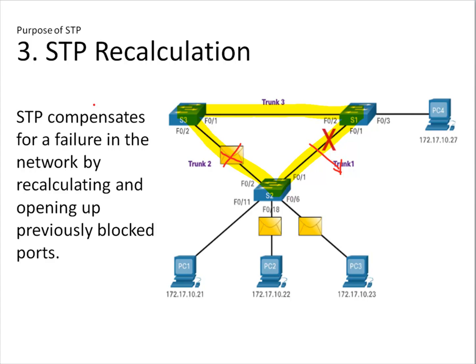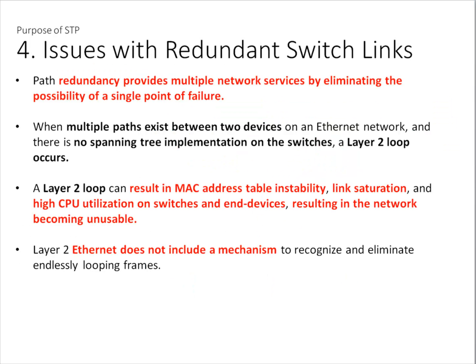In that case, automatically there will be a recalculation. The STP protocol is going to do the recalculation, and it is going to open this particular path. This is called the recalculation concept. Suppose there is any issue in the network, based on that your STP protocol is going to do the recalculation and open the blocked ports. It is going to unblock the blocked ports. So this is the concept of STP recalculation.